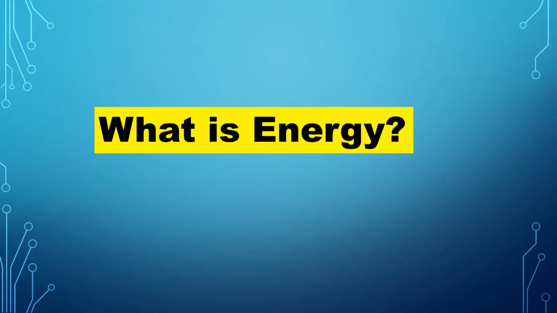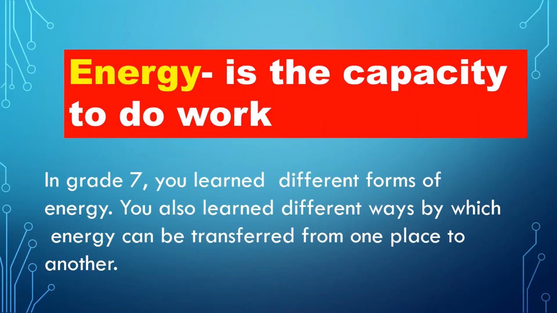Before we start, let's know first what is the meaning of energy. Do you know what's the meaning of energy? Can you recall what you have learned in grade 7 or in elementary grades? Okay, correct. Energy is the capacity to do work. In grade 7, you learn about the different forms of energy, and you also learn the different ways by which energy can be transferred from one place to another.